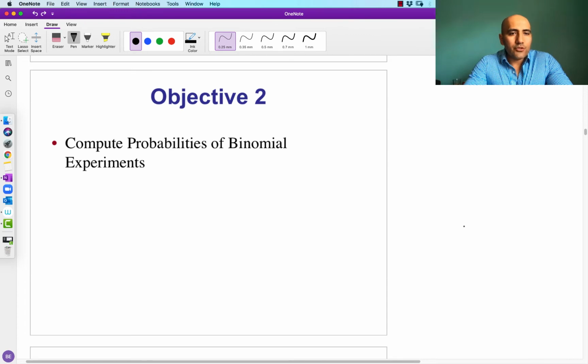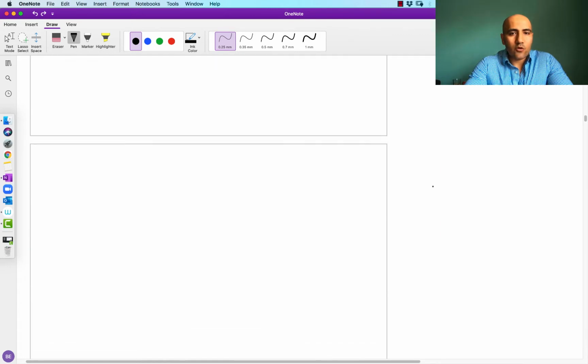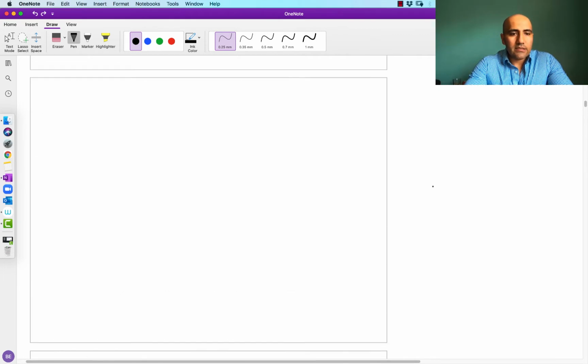Okay, objective number 2, compute probabilities of binomial experiments. Okay, so let's dive into an example. Earlier, when we were trying to establish whether situations fit the conditions of a binomial distribution or not, we looked at this example.